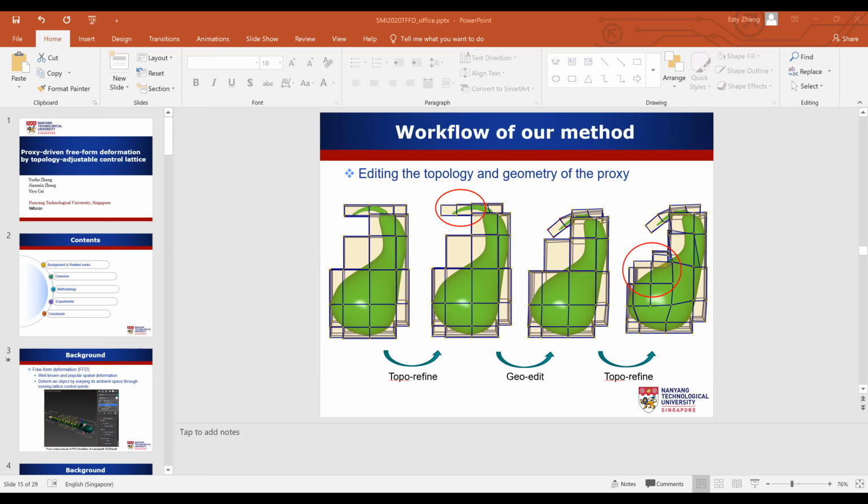Okay, thank you. After the parameterization, we do not need to recalculate that again. So during the process, we can just directly manipulate the points or edit the topology.